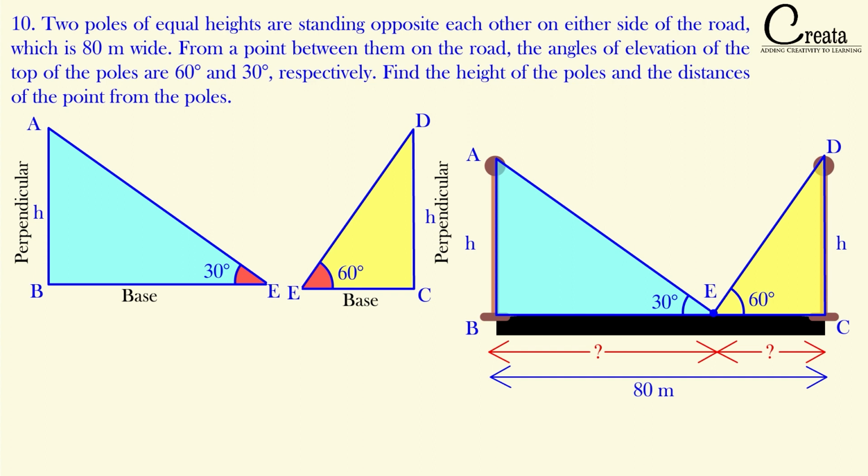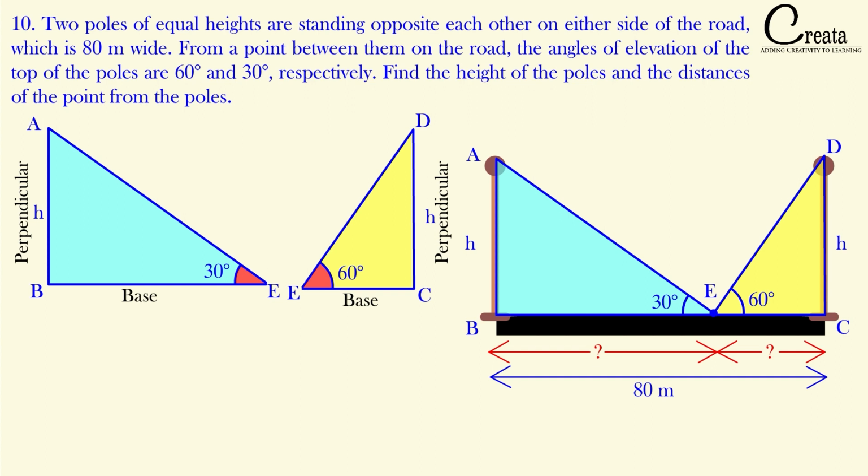The approach that we will use is, firstly we will apply the trigonometric ratio formula in the triangle ABE and we will calculate the distance BE. That will obviously be in terms of H. Further, we will also apply the trigonometric ratio formulas in the triangle DCE and we will calculate the distance EC. That will also be in terms of H.